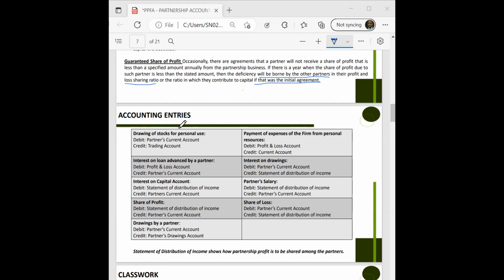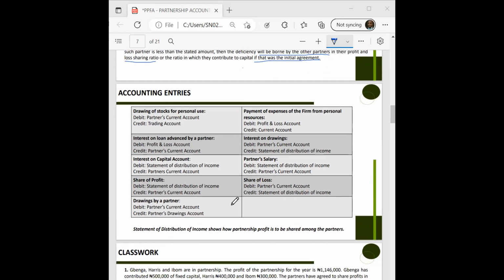So when you take money or goods from the company for your own personal use, you debit that account. You debit the partner's current account and you credit the trading account. Interest on loan advanced by a partner, you debit the profit and loss account, then you credit the partner's current account. So these things are quite intuitive. Just look at them. You've done something similar when you were doing your double entry. The same thing almost applies here.